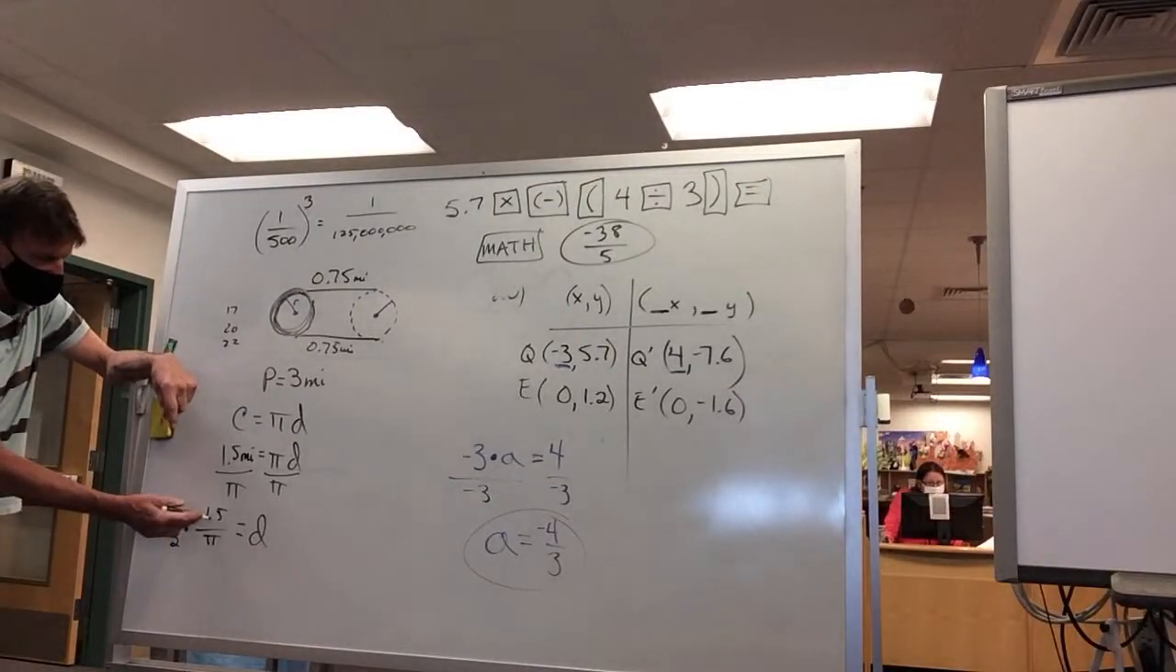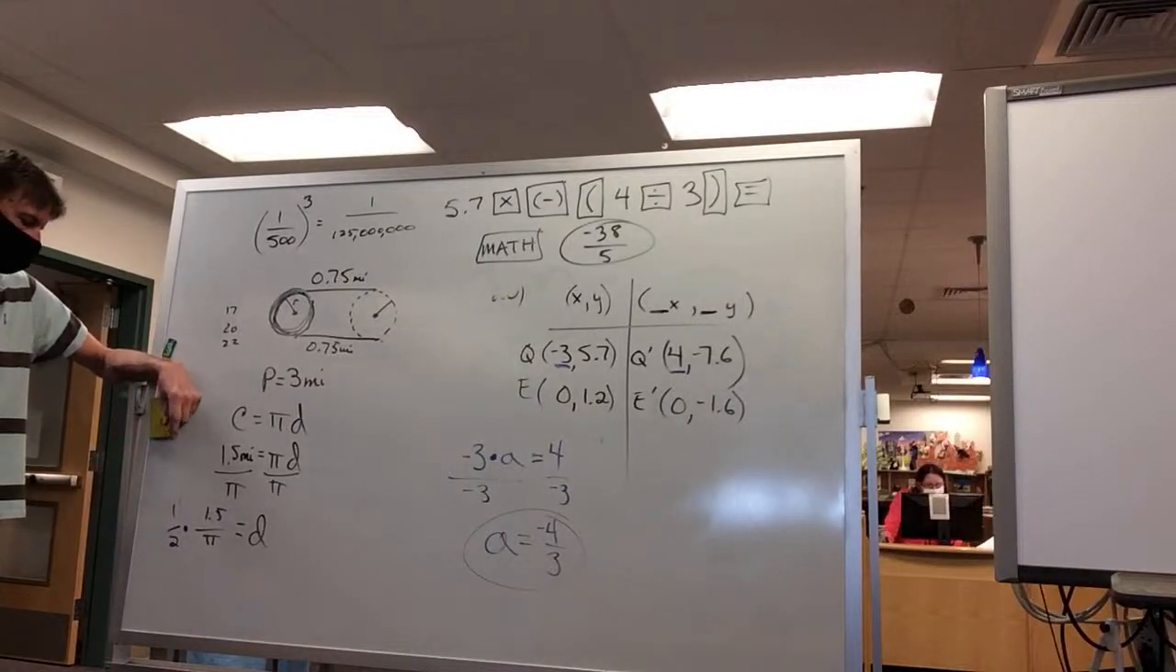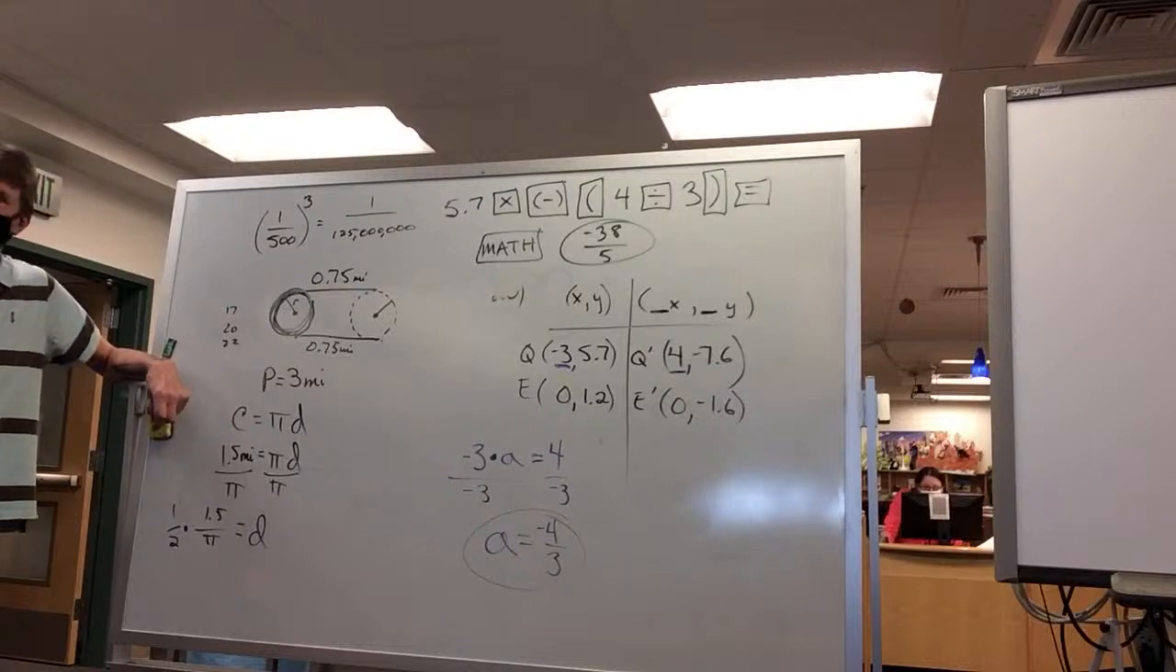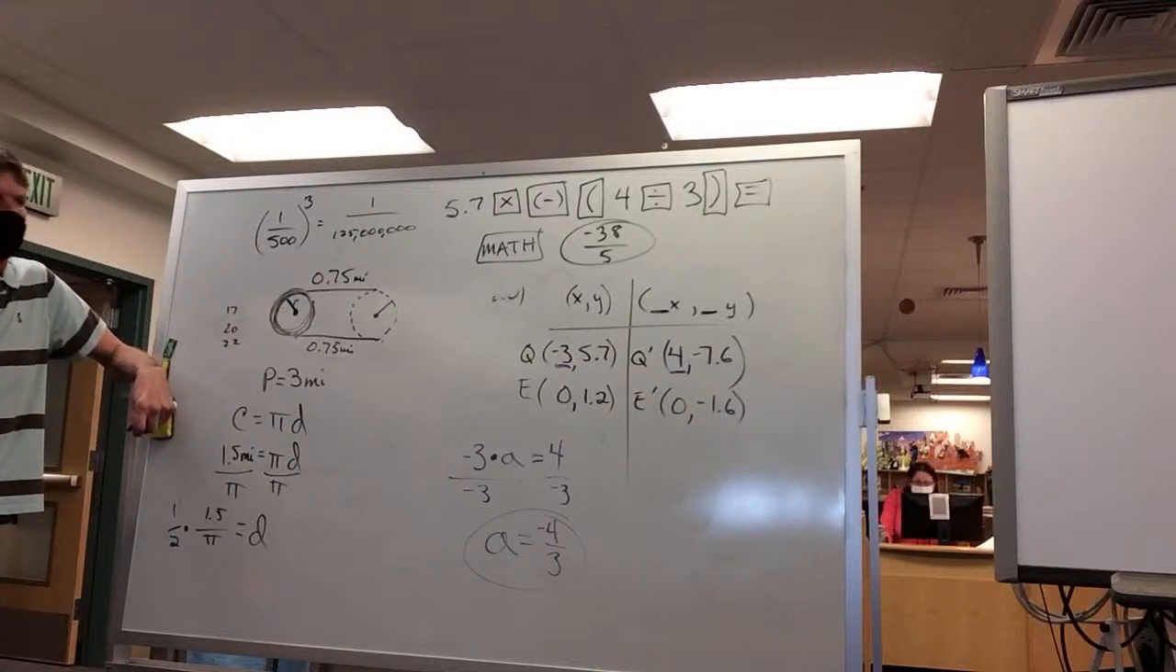So it's just 1.5 divided by 2 pi on the calculator. Probably comes out to about 1/4 roughly. So this is about 1/4 of a mile across. That's about what you would have gotten.